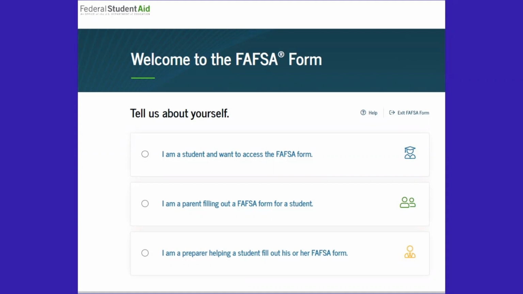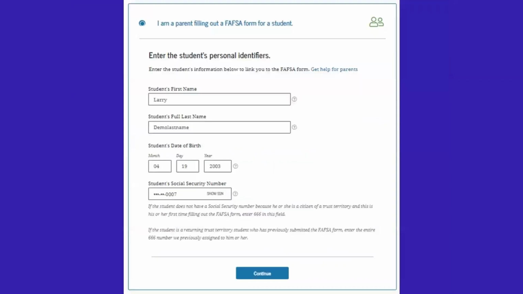When you actually go to studentaid.gov and you get to the form, the first thing it's going to do is ask who is filling out the form. In this case, I'm assuming that I'm going to be talking to parents. So if that's the case, you would fill out that the parent is filling out the form. Obviously, if this is a student who's watching, you would want to fill it out on behalf of yourself.